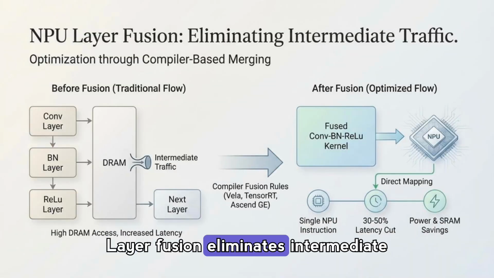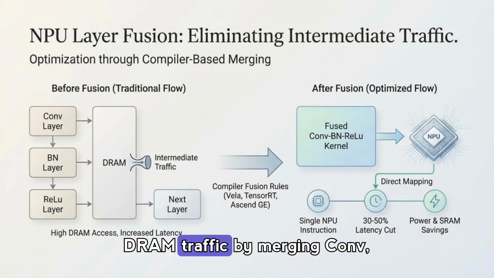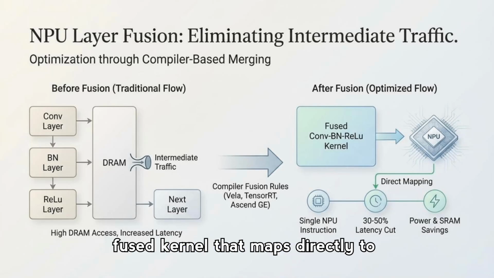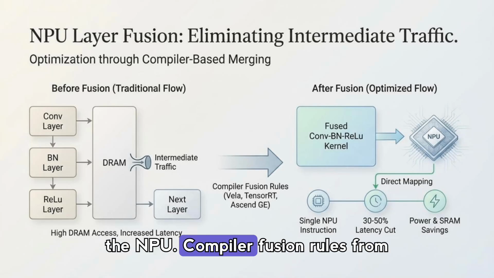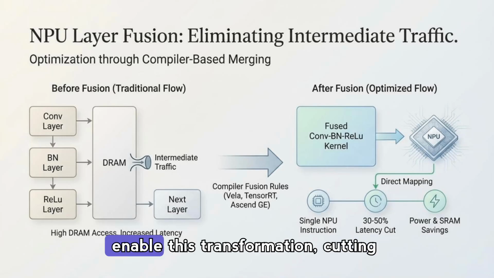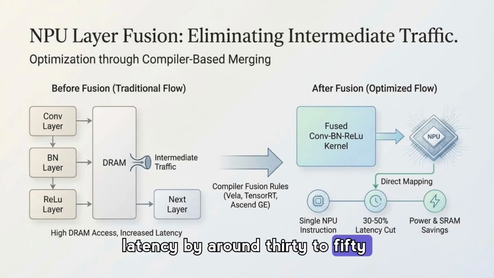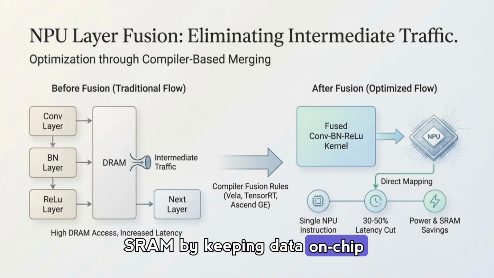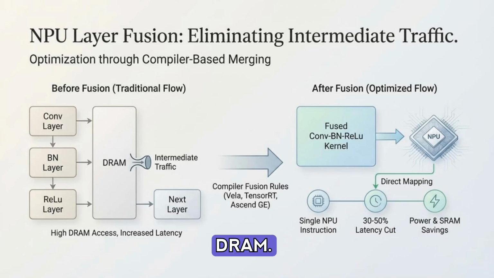Layer fusion eliminates intermediate DRAM traffic by merging conv, batch norm, and ReLU into a single fused kernel that maps directly to the NPU. Compiler fusion rules from Vela, TensorRT, and similar tools enable this transformation, cutting latency by around 30 to 50% and saving power and SRAM by keeping data on-chip instead of shuttling it through DRAM.